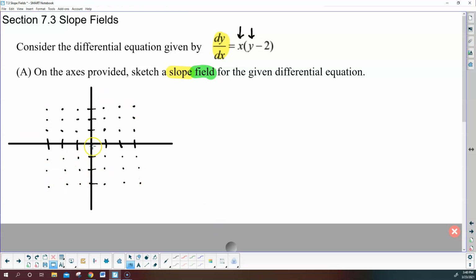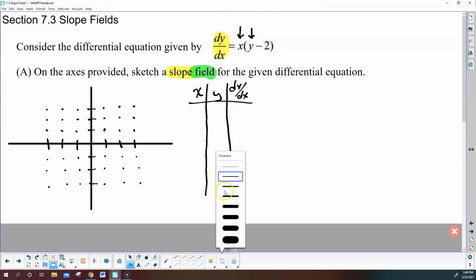Okay, so what did I do? I went 3 in each direction, 3 up, 3 down, 3 left, 3 right, and I put dots representing every whole number pairing. Now, what I want to do is make a table for these because I need to find the slope for every single point. Okay? Now, remember what dy/dx is? Slope. Hence the name slope field.